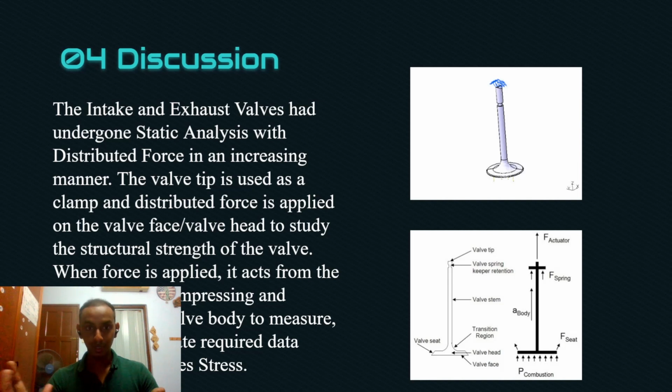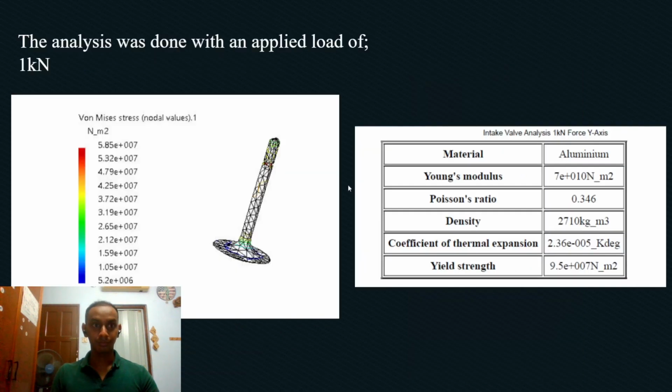So the valve tip is used as a clamp, as you can see in this photo here, and the distributed force is applied on the valve face, or the valve head, to study the structural strength of the valve. When the force is applied, it acts from the face all the way to the tip of the valve, compressing and deforming the valve body to measure, study, and calculate the required data, mainly the von Mises stress. So the analysis was done with an applied load in an increasing manner.